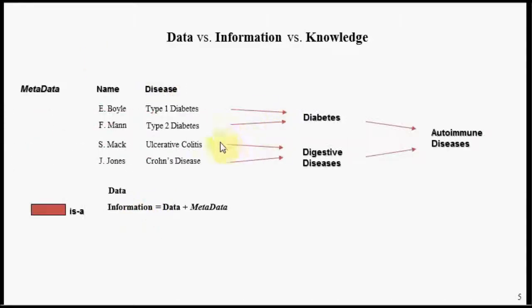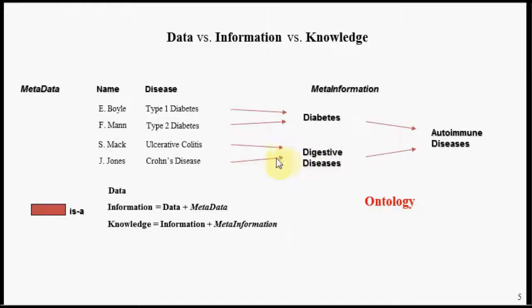Well, what if I take and put an overlay here, the following? We see type 1 and type 2 diabetes are specializations of this more general category of diabetes. Ulcerative colitis and Crohn's disease are specializations of this more general category called digestive diseases. So what do you call this structure, this knowledge overlay? I call it meta-information. And so my definition of knowledge is information plus meta-information. This knowledge overlay is something called an ontology.